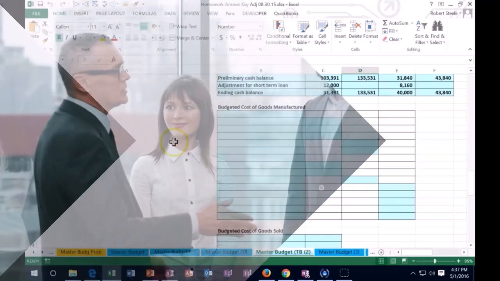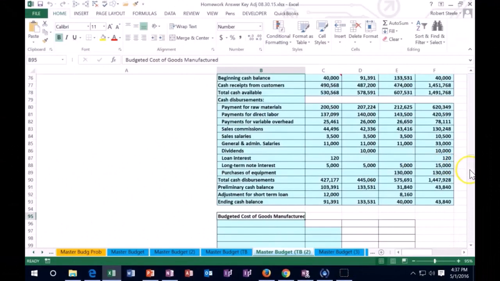Hello, in this lecture we're going to continue on the master budget, and we will continue to the next piece, being the budgeted cost of goods manufactured. So let's take a quick recap of where we have been so far.